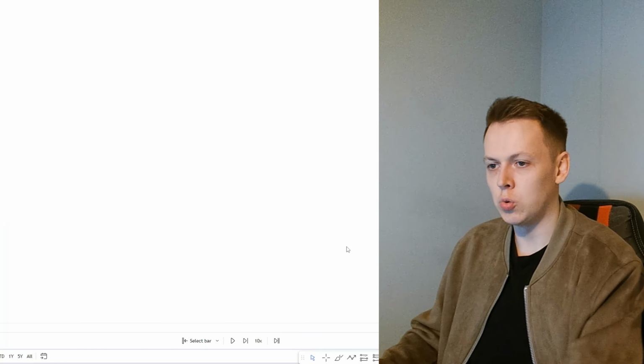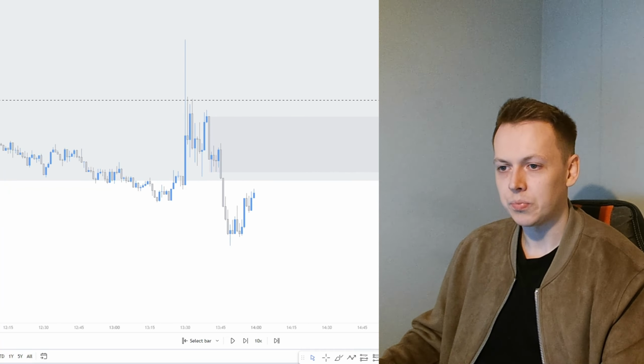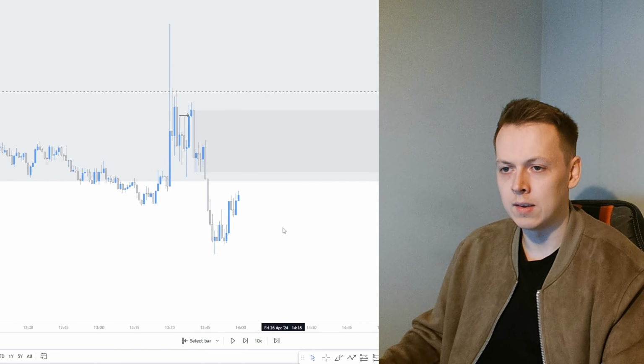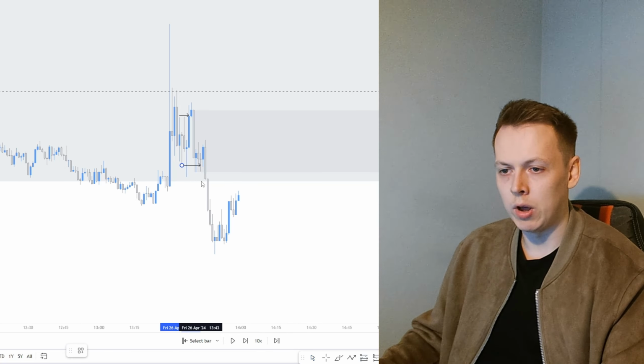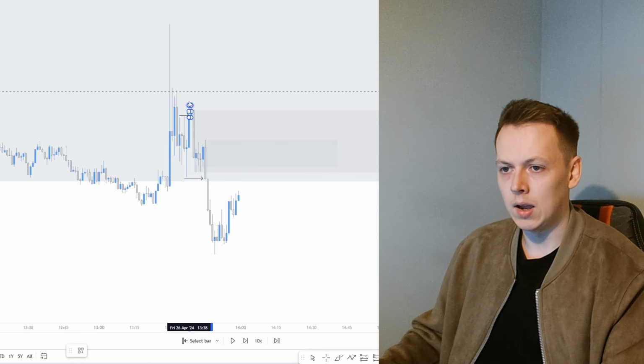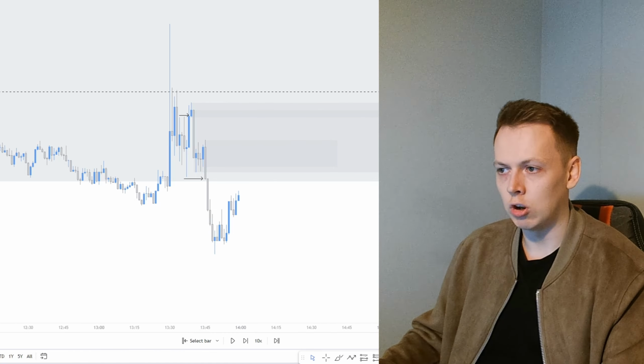Now we want to make sure we can get some 1-minute refinements. So let's just have a little look in here. What can we see? Well, you can see from here that we did break these highs just in here, and then we went on to break these lows in here. This did leave behind a couple of areas of interest, so we do have this area in here, and then also this extreme up here. So again, two areas of interest.